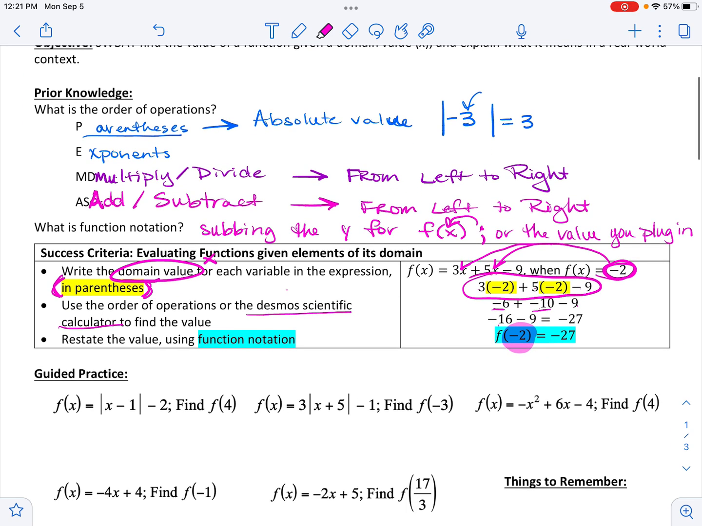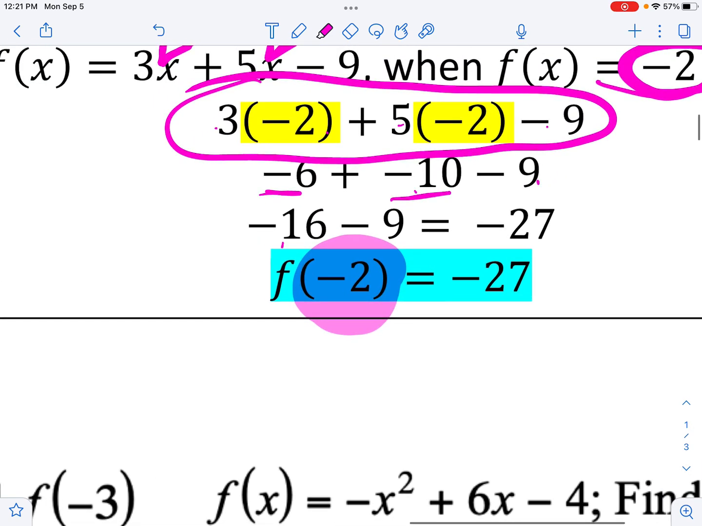If I were to graph something like this, my -2 is going to be my x, and my -27 would be my y. And so I would go over 2 and down 27.